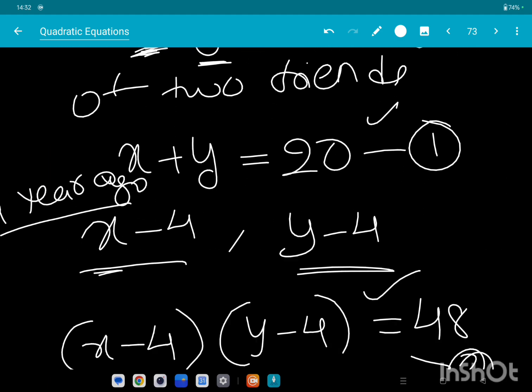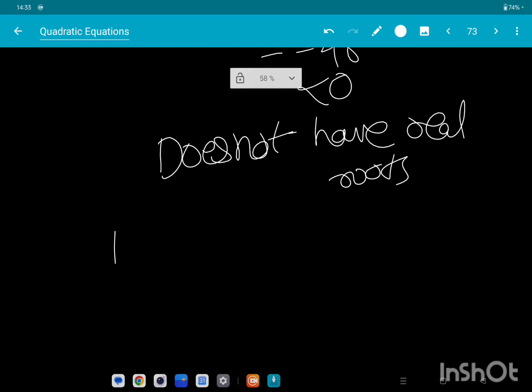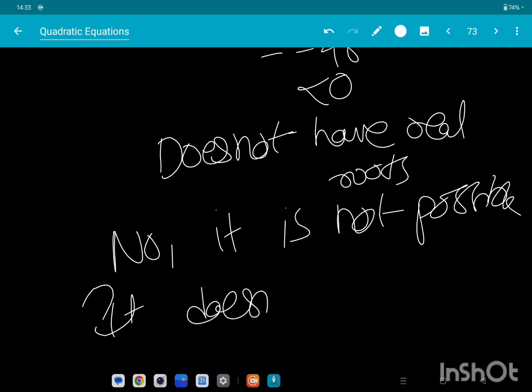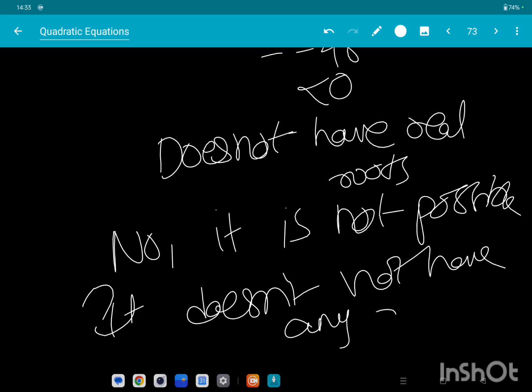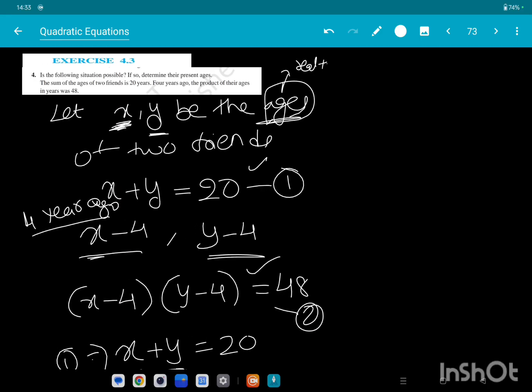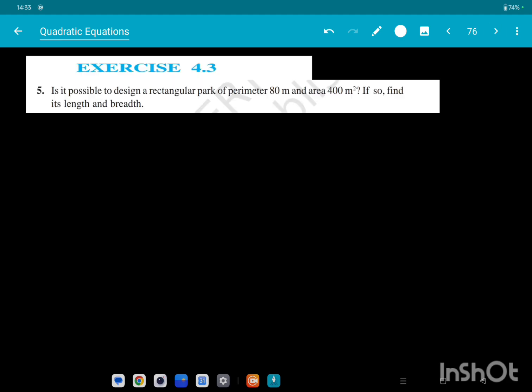So I'll write it here only: no, it is not possible, because it does not have any real roots. If there are no real roots, then what is the point of finding the value of x? No, right? There is no point. There is no such point in finding the x value. So that is the reason, that is the final answer: no. Now move on to the next question.